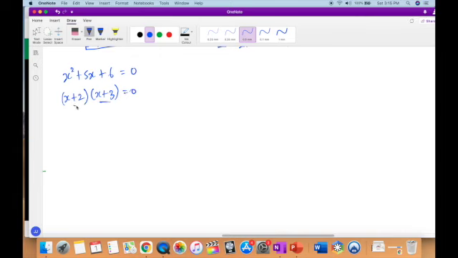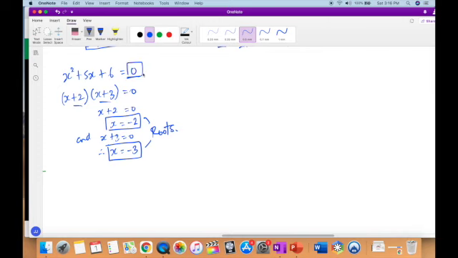And then we put each one equal to 0. x plus 2 is equal to 0, therefore x is negative 2. And x plus 3 is equal to 0, therefore x is negative 3. So what does this mean? These two x values are called the roots. And because you put the equation equal to 0, what you're saying is y is 0. So when y is 0, that is the x-axis.